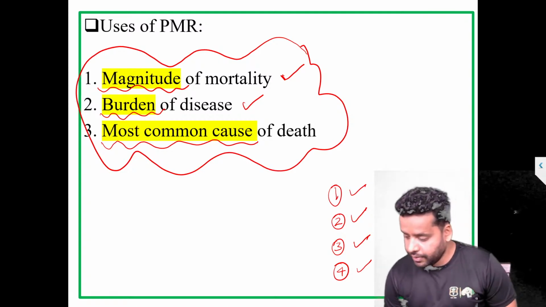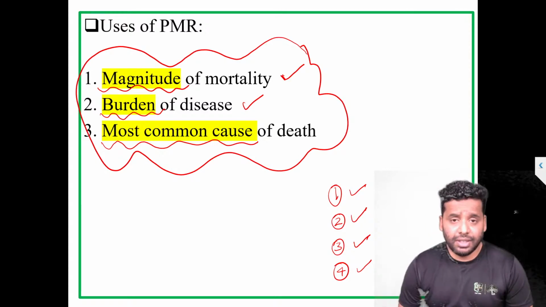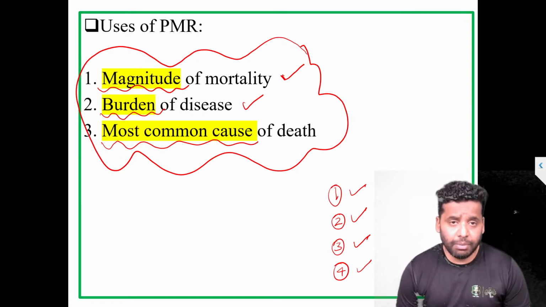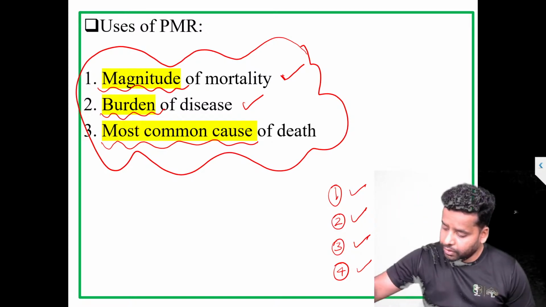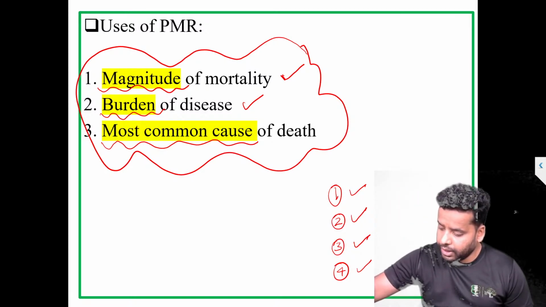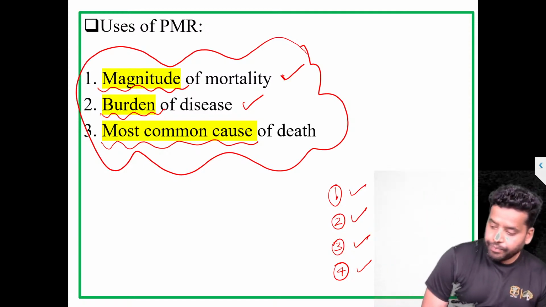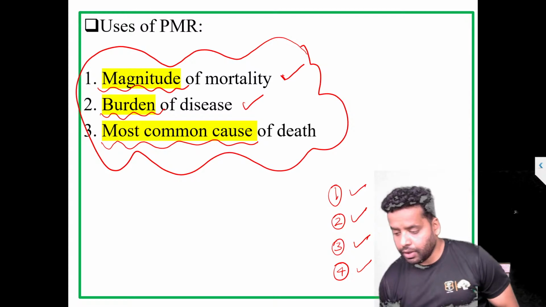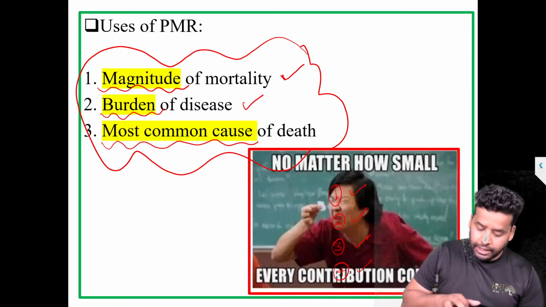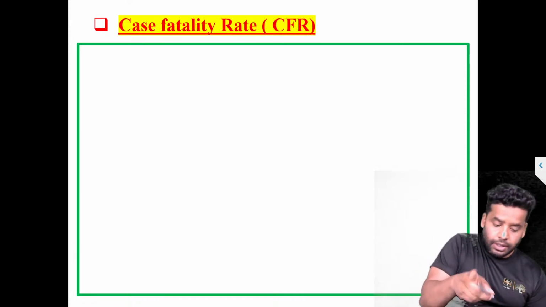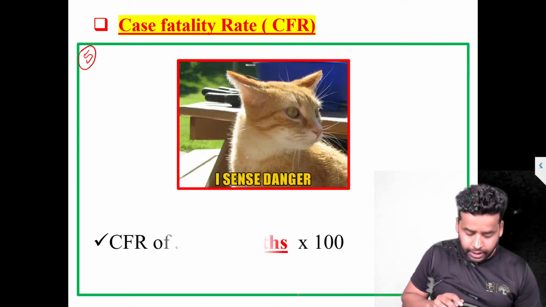I want to know the severity of disease. How dangerous is the disease in terms of mortality, I'm telling. What indicator is used? Severity of disease in terms of mortality. What indicator is used? Case fatality rates. Good. Case fatality rates. Number 5, mortality indicator.